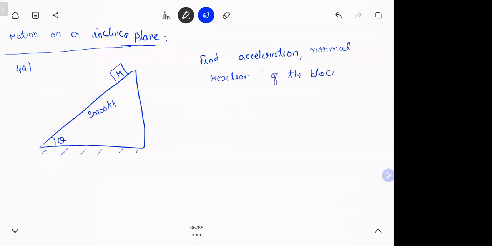I'll give you a minute. Try. If you remember, we have done this thing: how to divide components in equilibrium problems, and we have also done this in motion and projectile and inclined.